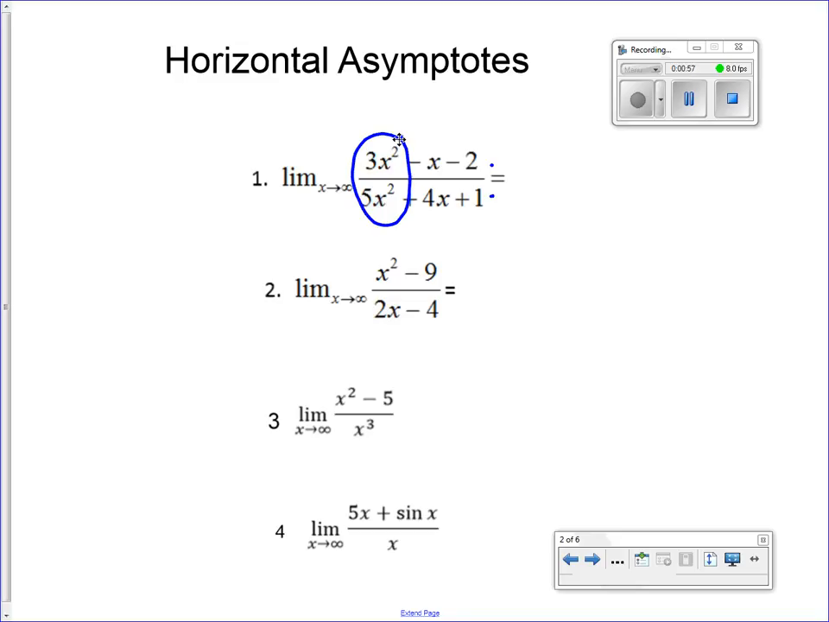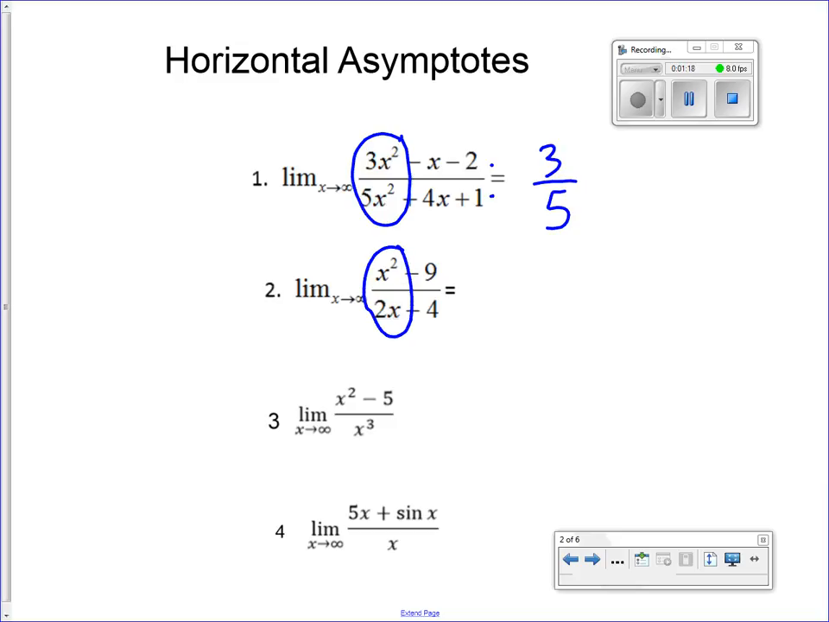So 3x squared over 5x squared, you'll notice, simplifies to be 3/5. We learned in pre-calculus that that is a horizontal asymptote. So this graph eventually reaches 3/5 the closer and closer you go to infinity. So that's the limit right there. We're going to do the same thing here.